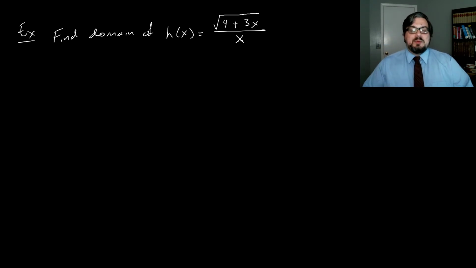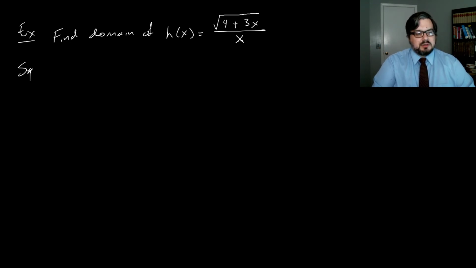To find the domain, we want to handle each piece individually, figure out what each of them say about our domain, and then combine those two pieces of information together. So let's do the radical first. So for the square root, we need 4 plus 3x to be greater than or equal to 0.